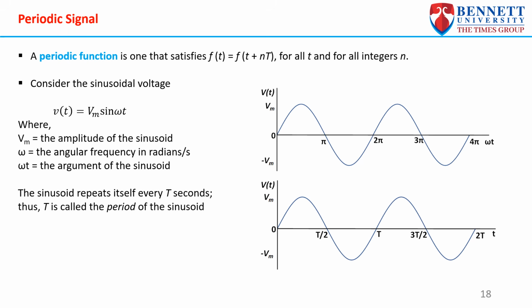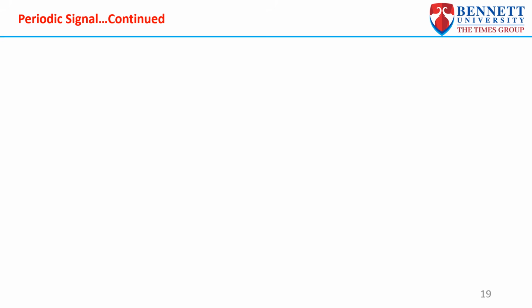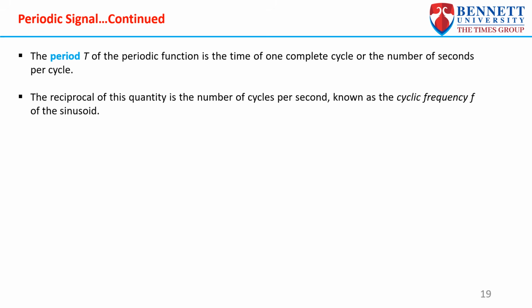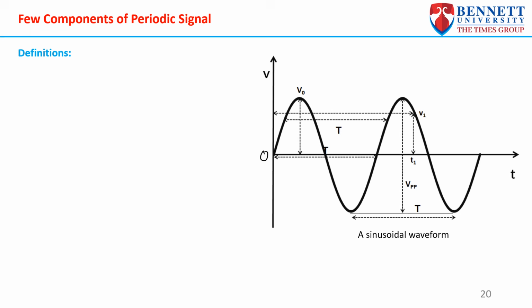If you see here, after every T seconds the sinusoid is repeating, and thus T is called the period of the sinusoid, where omega T is equal to 2 pi, or T is equal to 2 pi by omega. For any periodic signal, this is applicable: v(t plus T) is equal to the function v(t) itself. The period T of a periodic function is the time of one complete cycle. The reciprocal of this quantity is the number of cycles per second, known as the cyclic frequency of the sinusoid.